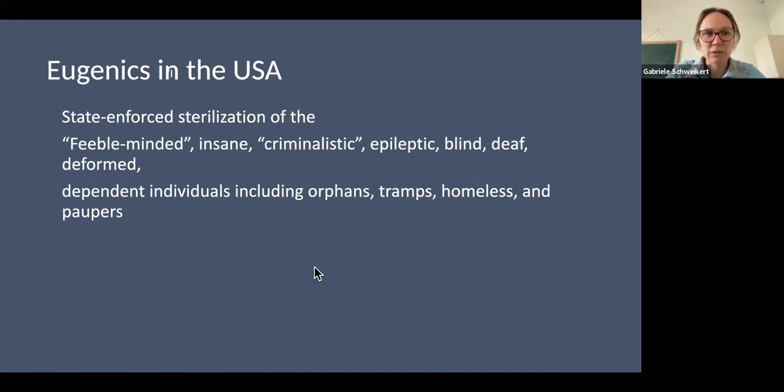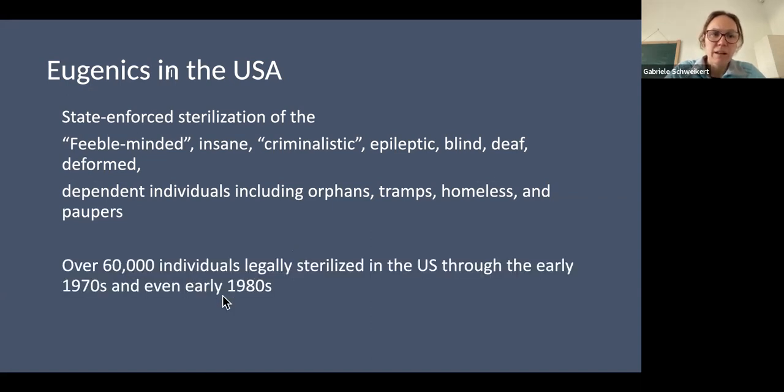So what eugenics in the United States led to was state-enforced sterilization. In total, over 60,000 individuals were legally sterilized in the US through the early 1970s and even early 1980s. So it was actually abolished quite late.